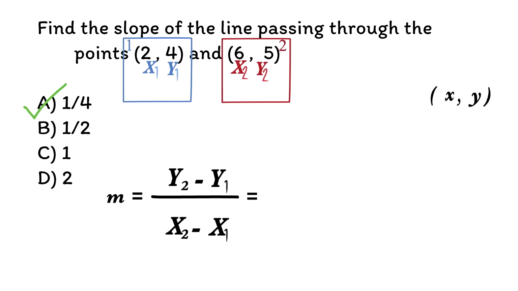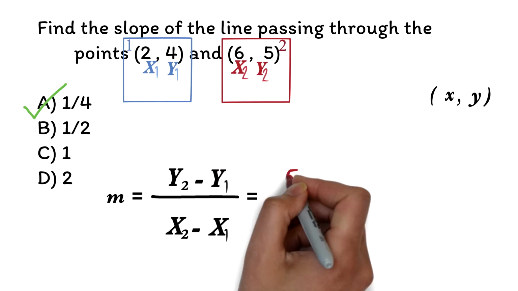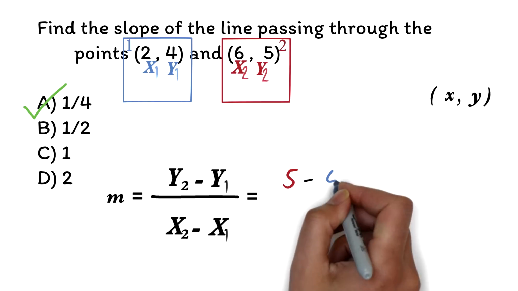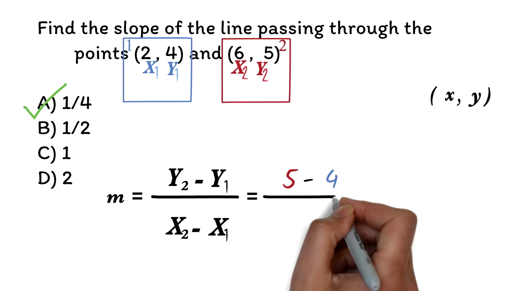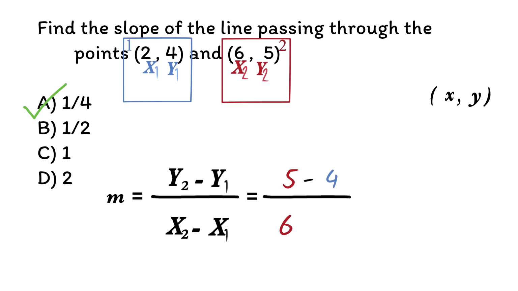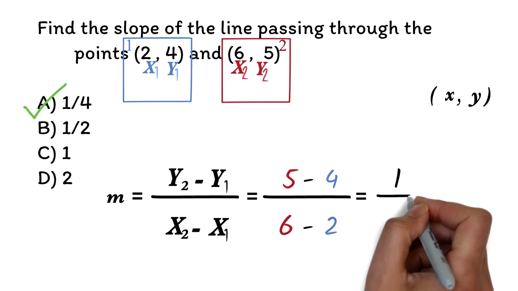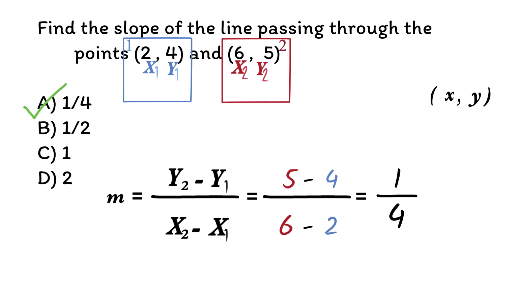We just put the values into the formula. We have 5, which is y2, minus 4, which is y1, divided by 6, which is x2, minus 2, which is x1. We simplify. 5 minus 4 is 1, over 6 minus 2, which is 4. So the slope is 1 over 4.